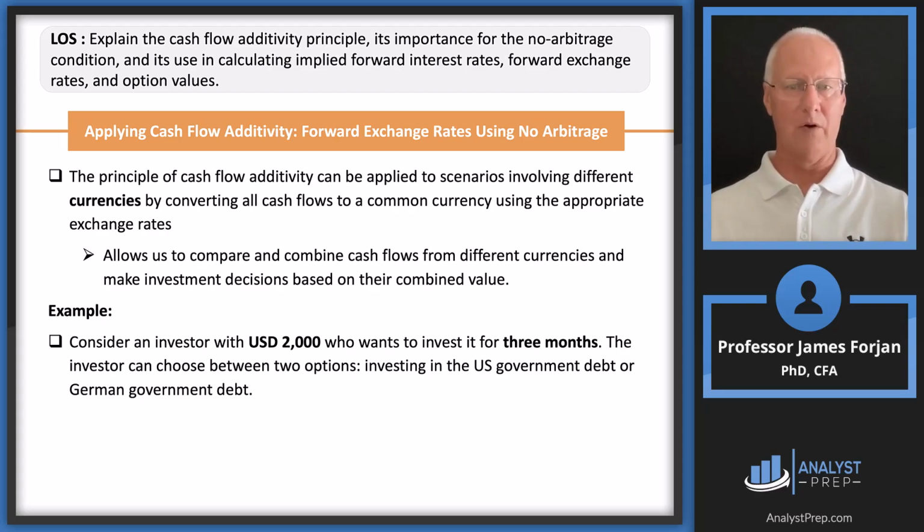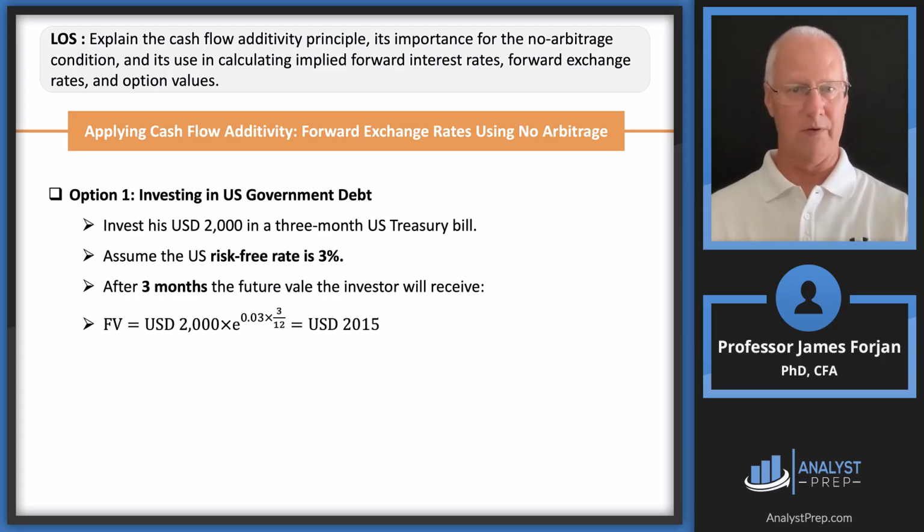We have $2,000. We want to invest it for 3 months. What we can do is invest in U.S. government debt or German government debt. Oh, my goodness gracious. All right, so you ready for this? So what are we going to do? If we invest in U.S. Treasury bills, we have a risk-free rate of interest. We'll learn all about Treasury bills and Treasury notes and Treasury bonds. But let's just suppose that that is a risk-free rate of 3%.